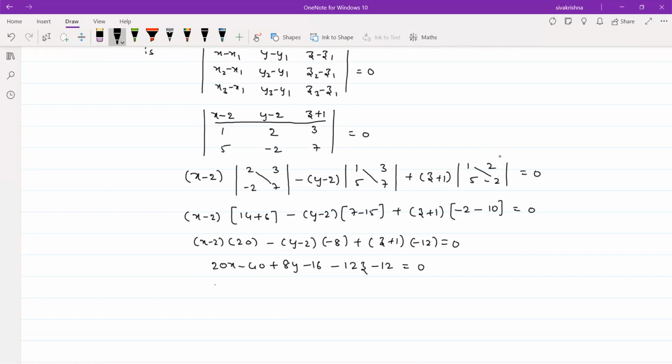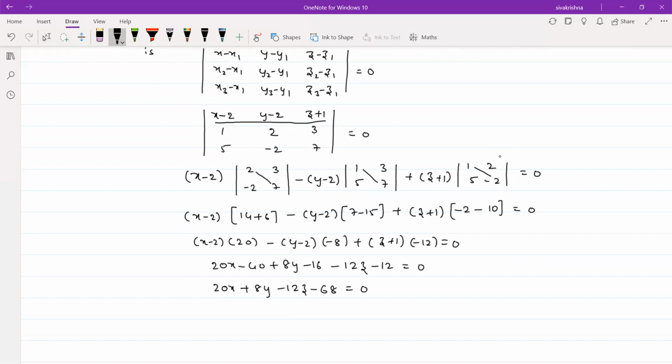So first we have to write the x term, that is 20x. Next, y term, that is 8y. Next, z term, that is minus 12z. And finally constants. Minus 40 minus 16, minus 56. Minus 56 minus 12, minus 68 equal to 0. Okay. So this is the plane equation.